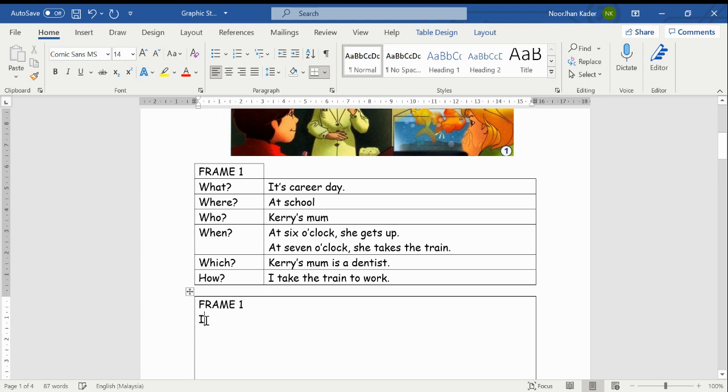So we will start here. It's career day. What is happening in the picture? It's career day. Where is it? It's at school. So this is how you make it simple: you take down the simple details and put them into a table. Then you use those details in the table to construct sentences to write a narrative about one frame. This will be done for all the four frames. Then you get the whole narrative of this visual storytelling, of this graphic story.